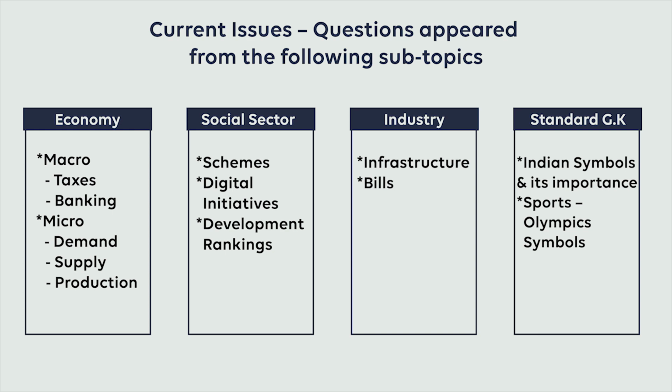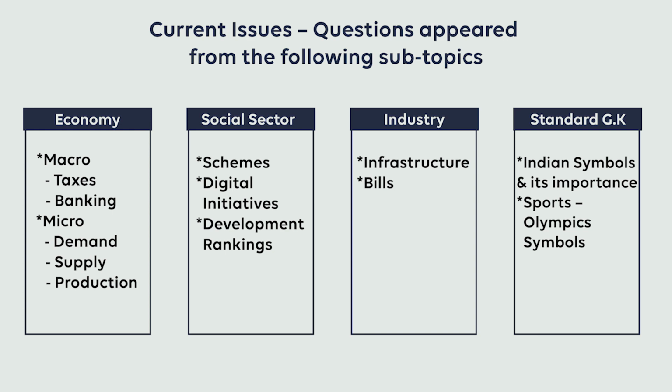Social sector, for example, schemes, digital initiatives, development, rankings, these kind of things. Industry, infrastructure, recent bills for the development of the industrial sector, those kind of things. And standard GK questions, you need to focus on Indian symbols and their importance, like, let's talk about the national flag, or the Dharma Chakra. So these kind of standard symbols and what is their importance.